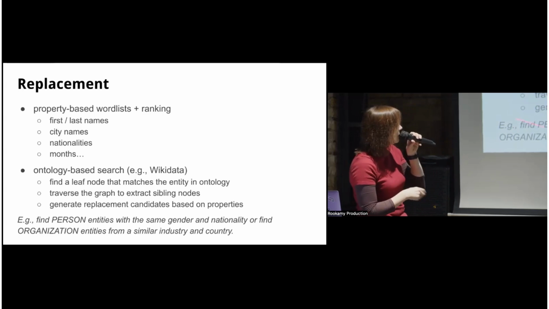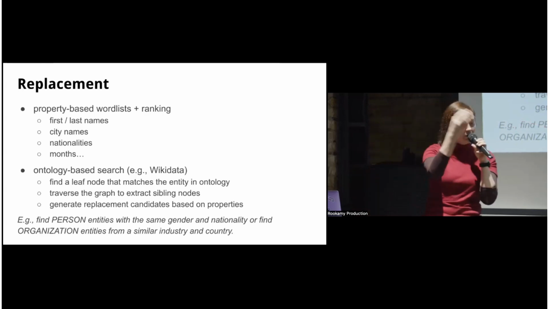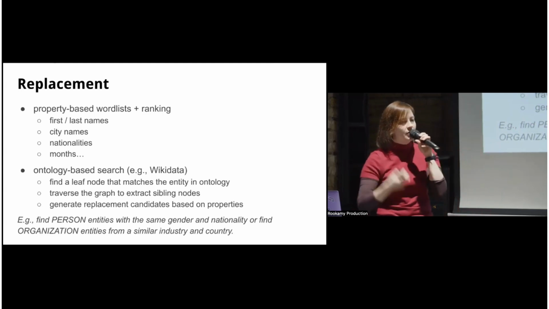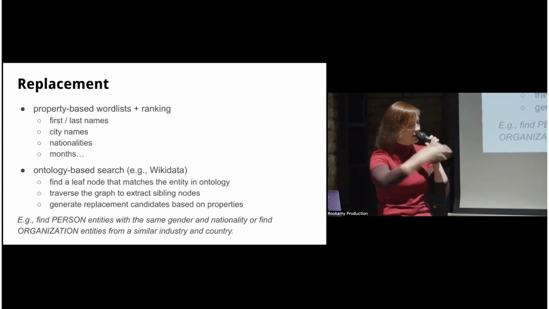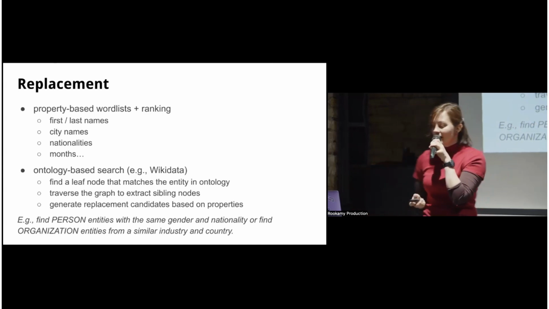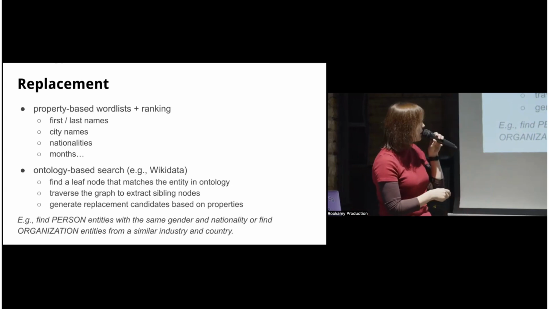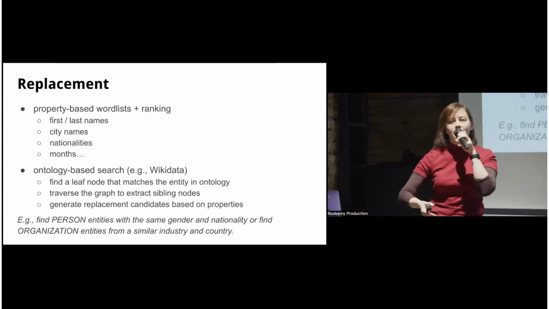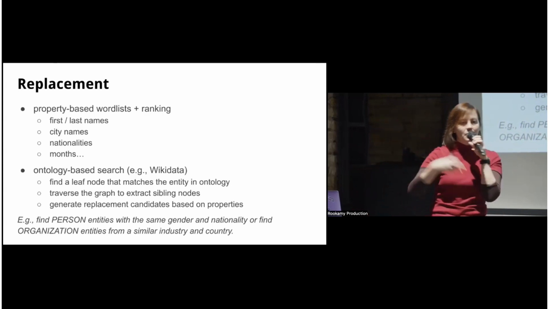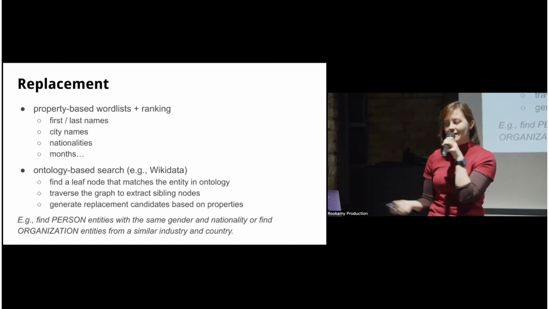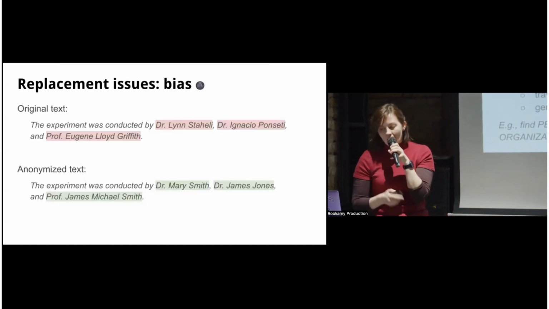And some examples. If you have a person and you want to anonymize this person, you would look for a person with the same gender, same nationality, same location where they live, and so on. And this will make your text more realistic. Or if you have an organization, you would look for another organization in your ontology of the same industry and country. Or if you have a city, you would also look for a city from the same country, for example, so that the context doesn't change that much.